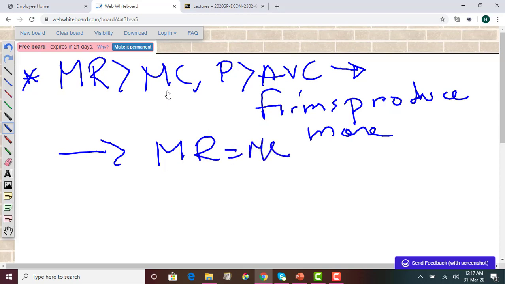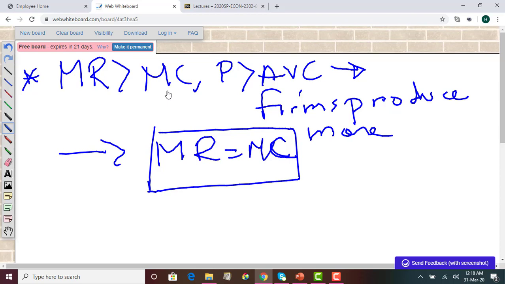So what we are trying to say is if the marginal revenue is greater than the marginal cost, and the price is greater than average variable cost, then firms will produce more. They will increase their production until MR is equal to MC, because this is the profit maximizing point. So that's one situation. If this situation is there, then firms will produce more.